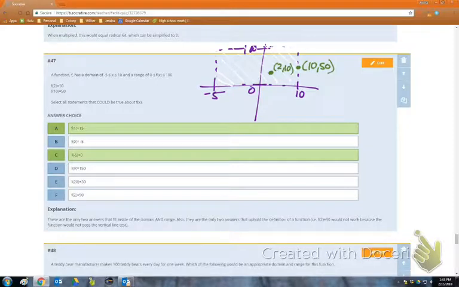And it asks which of the following could be true. The first one, f of 1 equals 15. I'll do my points in red. F of 1 equals 15 would be somewhere around here. That's good to go. That's in my little shaded region, so that's a correct answer.